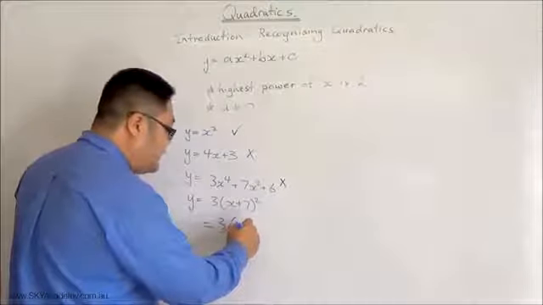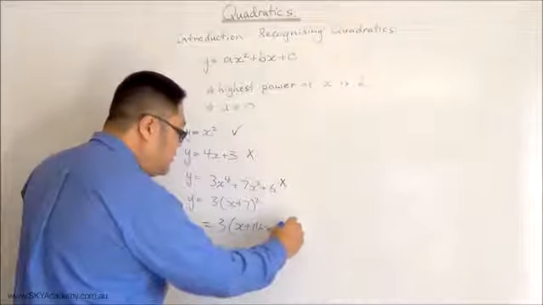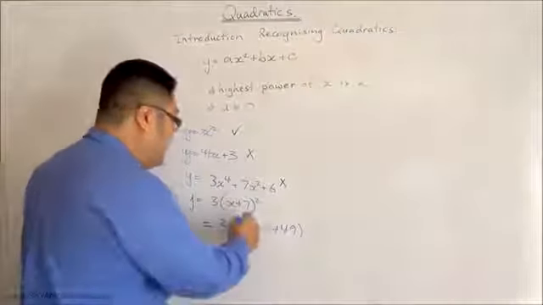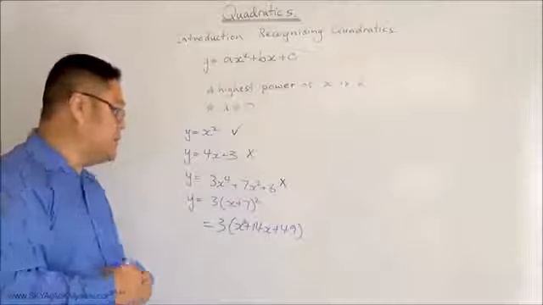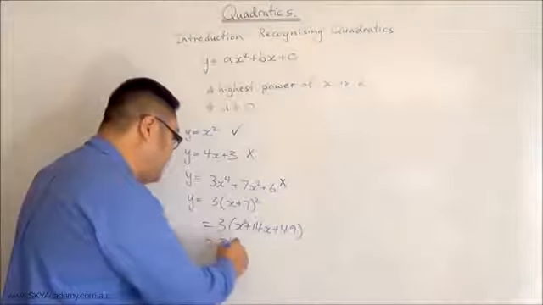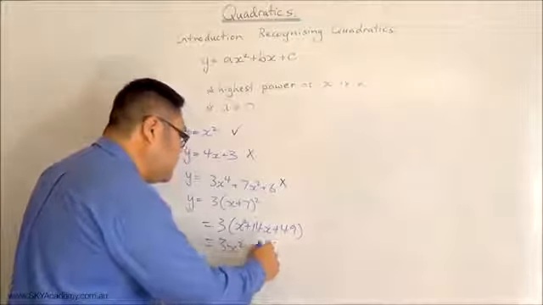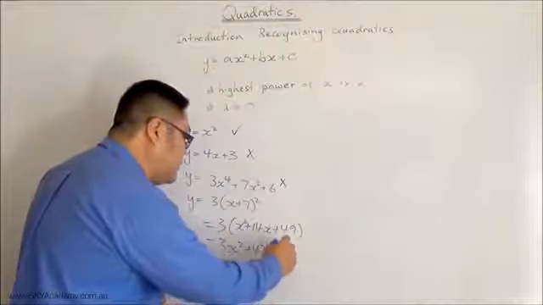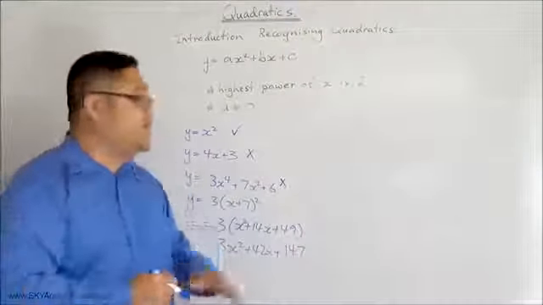3 outside of x squared plus 14x plus 49. And if you multiply by 3, yes, it will be a quadratic equation. So 3x squared plus 42x plus 147. Okay, so that's a quadratic.